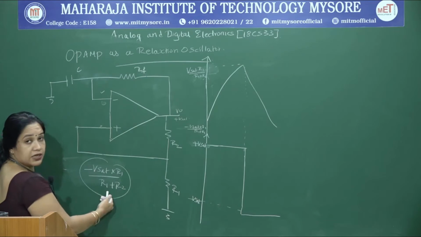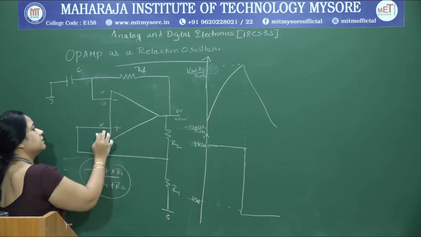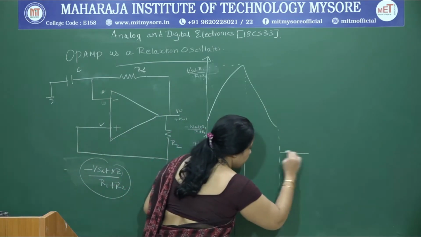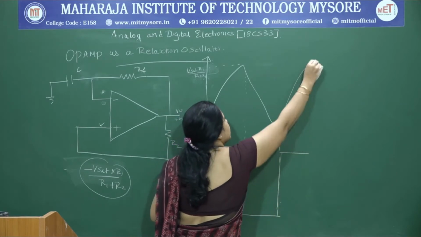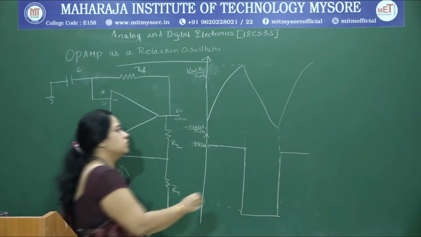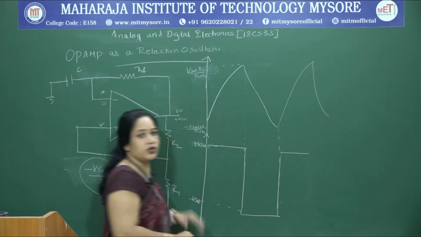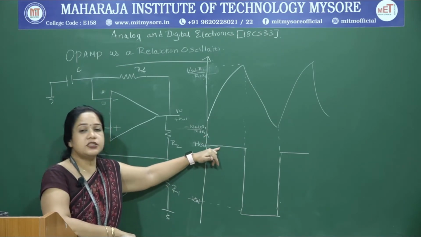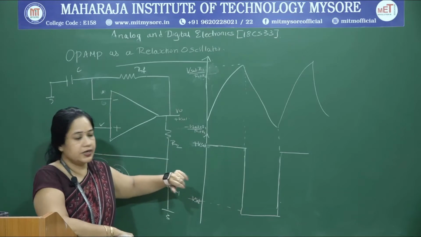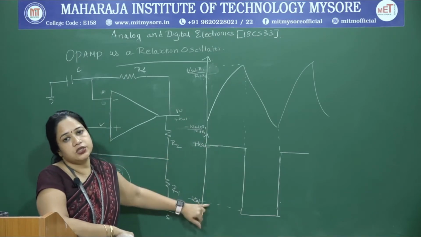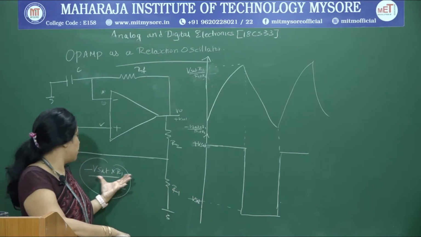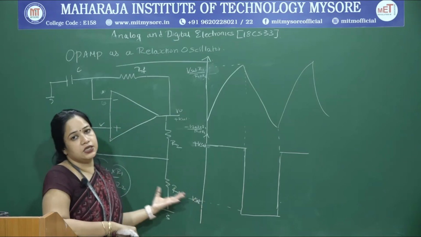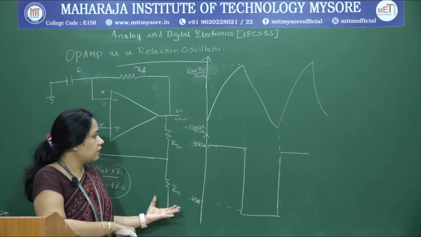When it falls below minus V sat into R1 by R1 plus R2, again the inverting terminal becomes less and the non-inverting terminal becomes greater. The output switches to plus V saturation, and the capacitor charges towards the positive supply. This process of charging and discharging continues, producing a pulsed output. The output switches between positive and negative saturation, setting the upper threshold point to plus V sat into R1 by R1 plus R2, and when it drops to minus V sat, the threshold is set to minus V sat into R1 by R1 plus R2.